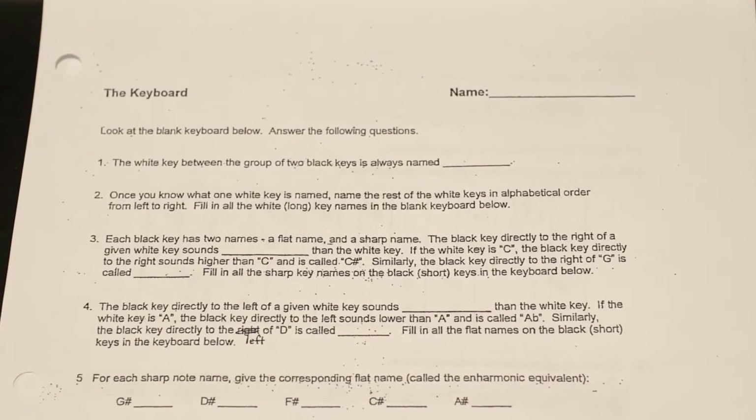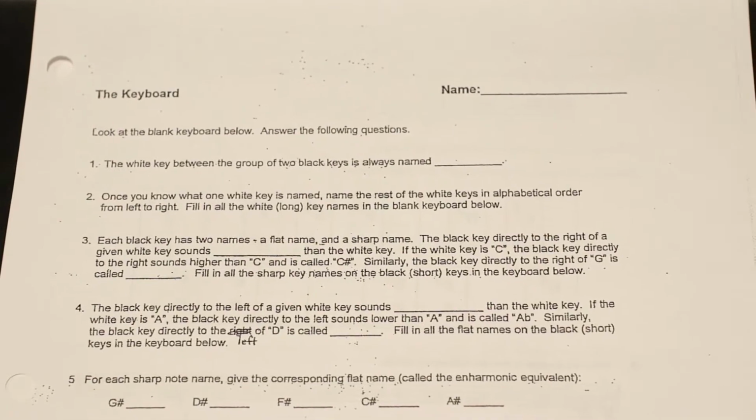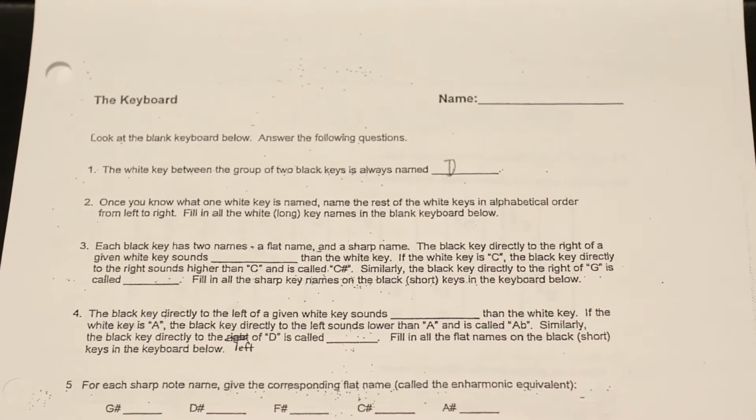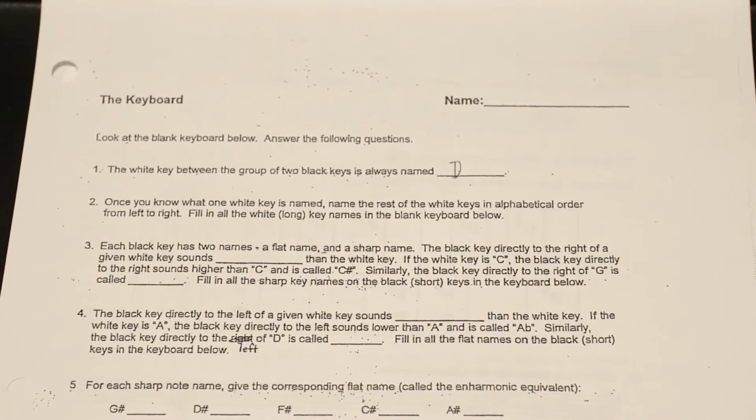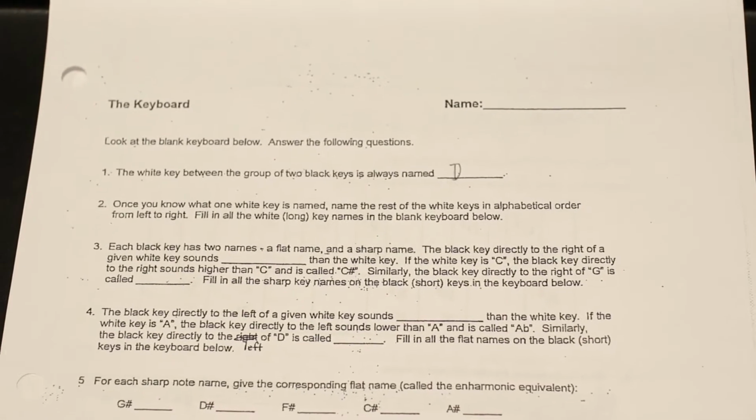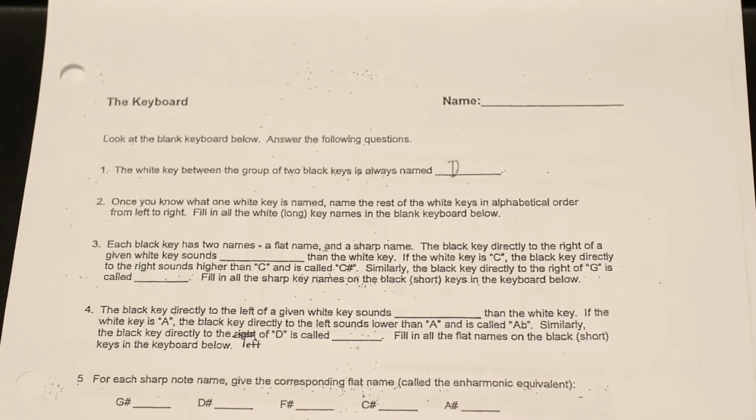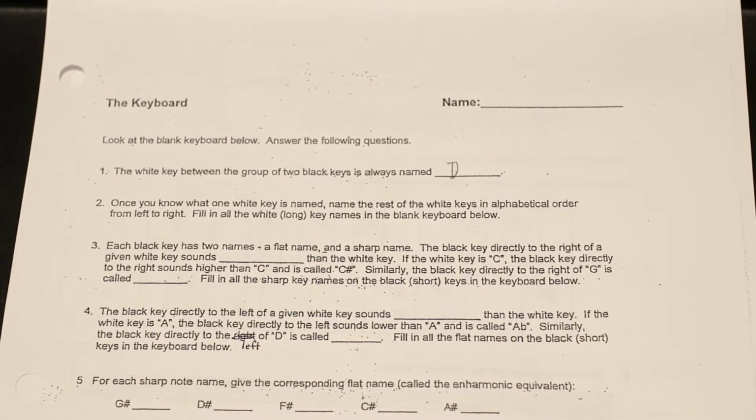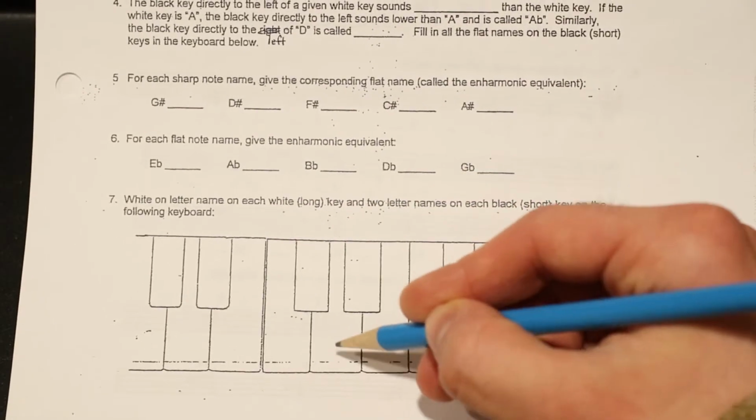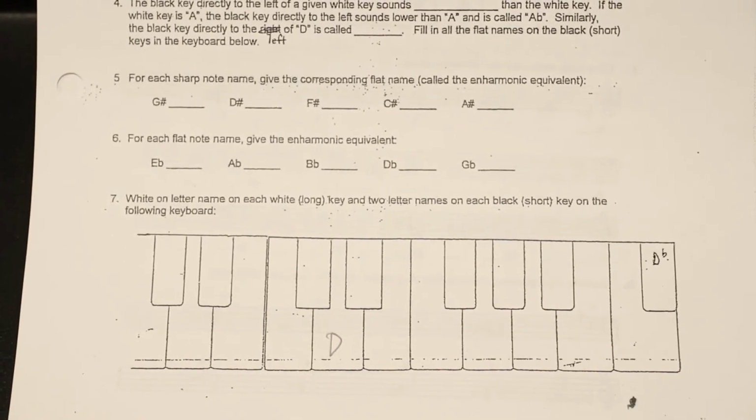The white key between the group of two black keys is always named. This we kind of memorize as D. We just know that it's D, and that's something that you memorize and then you know it each time. So once you know what one key is named, name the rest of the white keys in alphabetical order from left to right. Fill in all the white key names in the blank keyboard. So we know this is D, and we can use that to answer everything else.